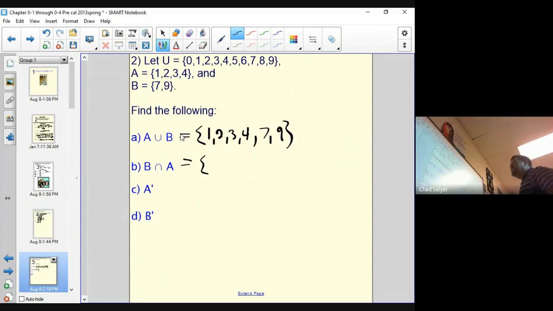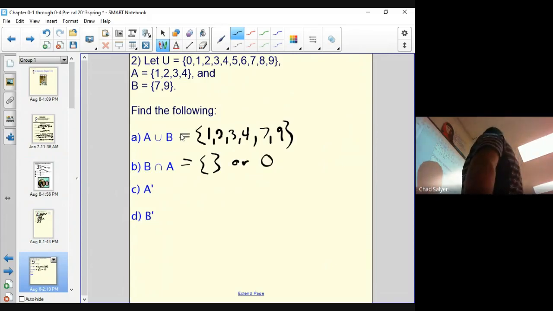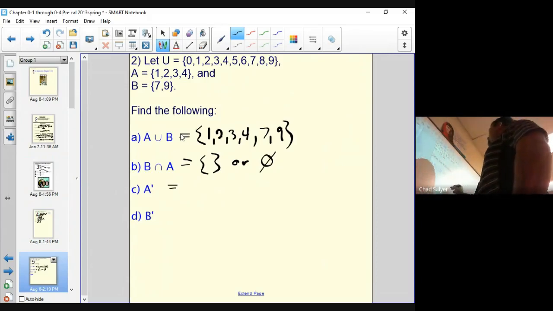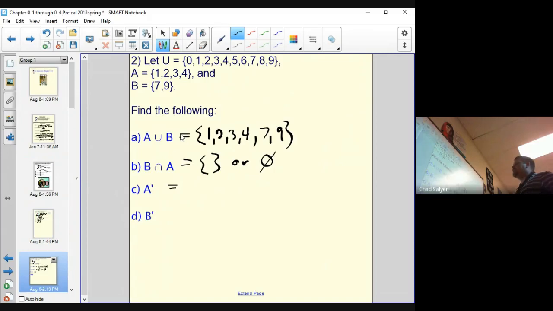And then B intersection A. So now we want to find every element that is in B and is also in A. In this case, they share nothing. And so the intersection is going to be the empty or the null set. In other words, a set with no elements. You could also use the no solution symbol. Okay, but this is a better answer for the purposes of chapter 0.